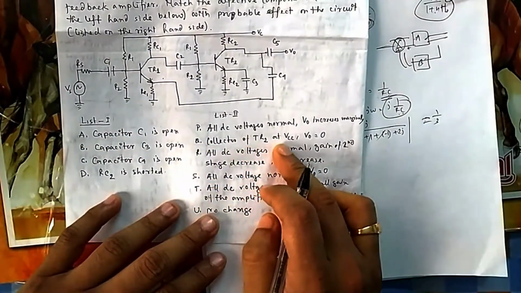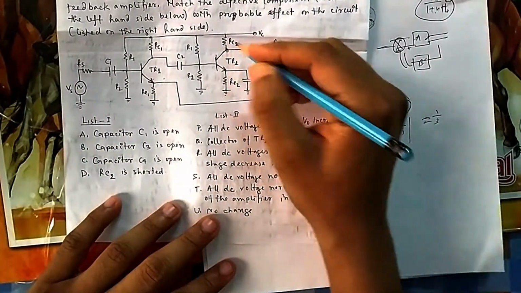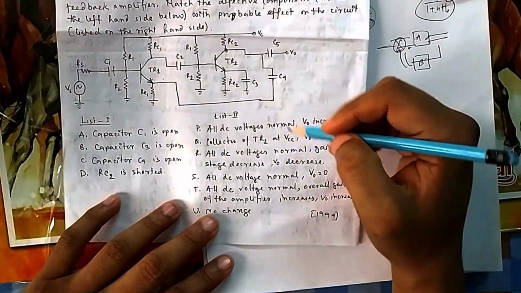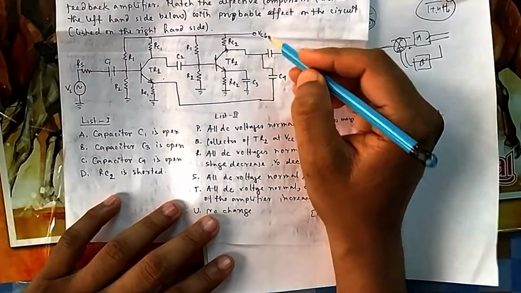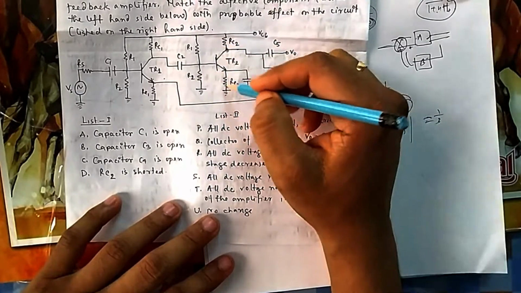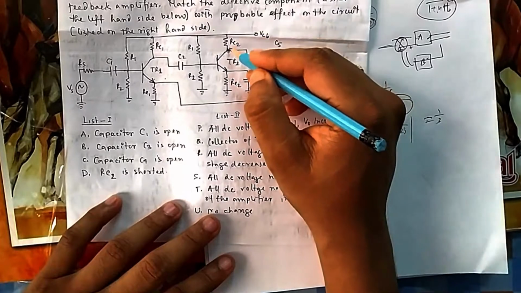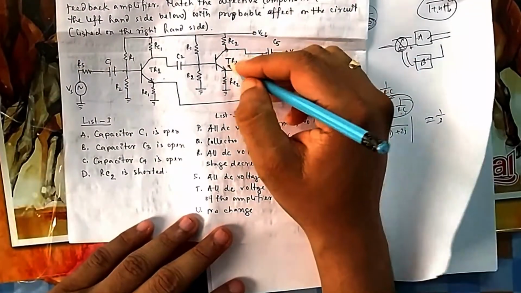Collector of TR2 at VCC. What is the collector of TR2? This is the transistor, the collector of this one. They are saying this potential is at VCC. No, this is your VCC actually. Because DC current is flowing through this, what is this potential? It is VCC minus the drop. If you don't have any incoming and outgoing signal, you are doing only DC analysis.